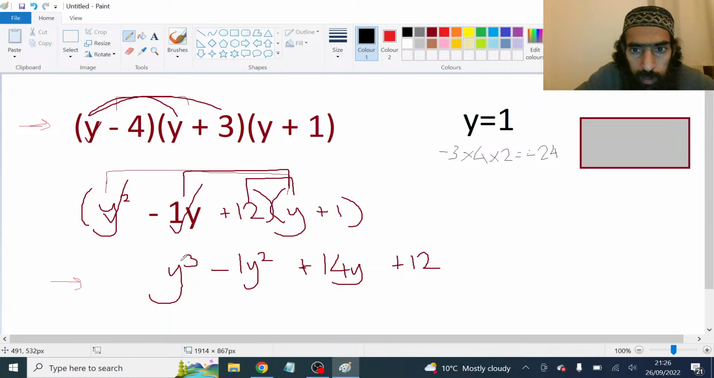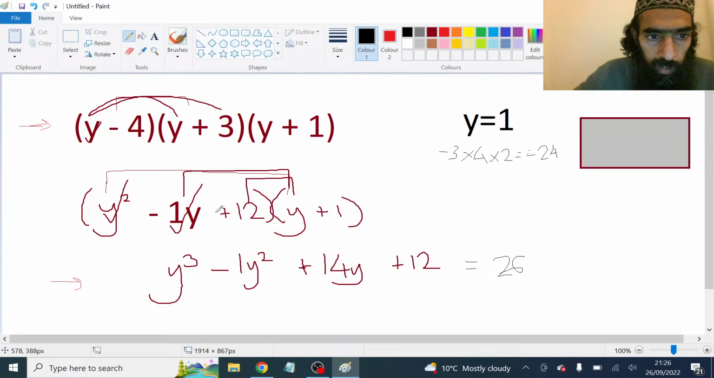And then if we substitute y is equal to 1 into here, that's going to be 1, take away 1, plus 14, plus 12. And that is going to be 0, plus 14 times 1 is going to be 14. 14 plus 12 is 26. So you can see something has gone wrong there. So let's just track back a little bit.